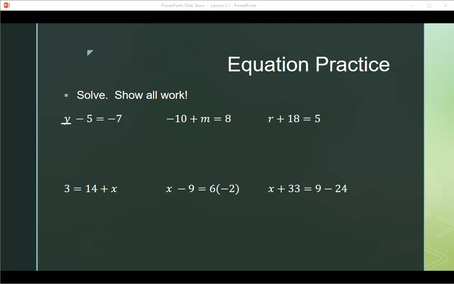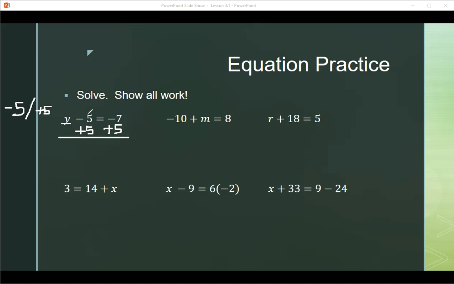Here's my variable. It's my y. You can see that right now I'm subtracting 5 from my y. So what is the inverse of subtracting 5? Well, it's adding 5. So I'm going to add 5 to both sides of the equation. And what I wrote over here is like my own little checklist, my own little to-do list for what I need to be able to do in order to solve this problem. So I need to add 5 to both sides. So I'm going to add 5 here, and I'm going to add 5 over here.